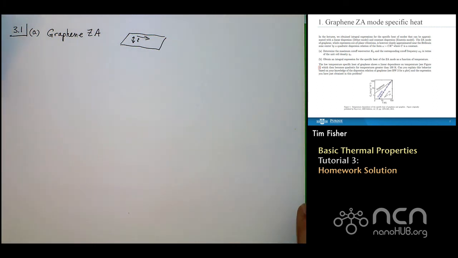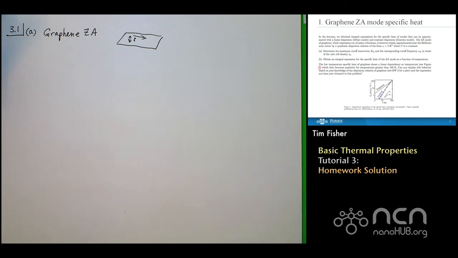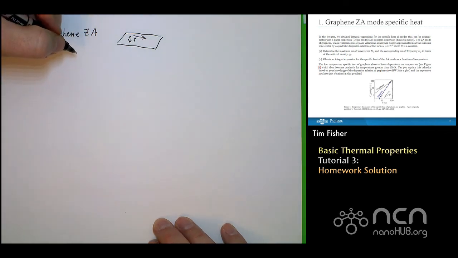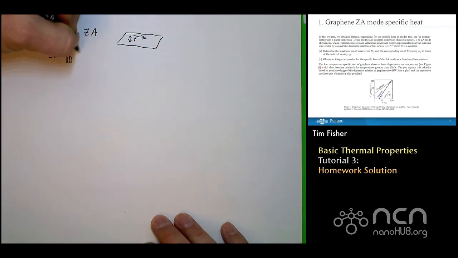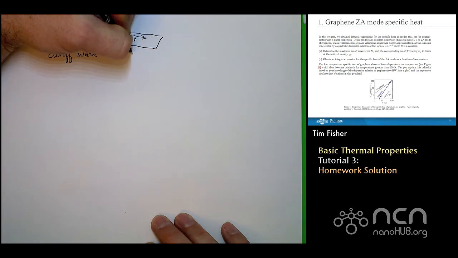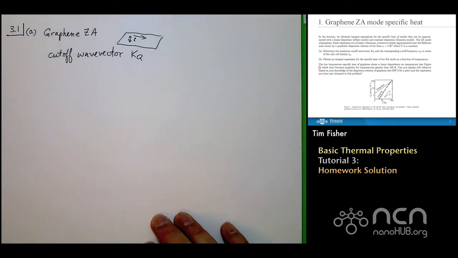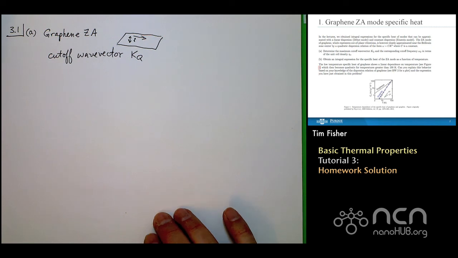The first thing to do to solve part A of the problem is to calculate the number of modes, or number of allowable states in K-space, within a region of an area of K-space. So what we want to do is find the cutoff wave vector, and we'll call that K_Q. The reason we're using Q as a subscript here is that this is a quadratic dispersion branch. So that's what Q is going to stand for throughout this derivation.